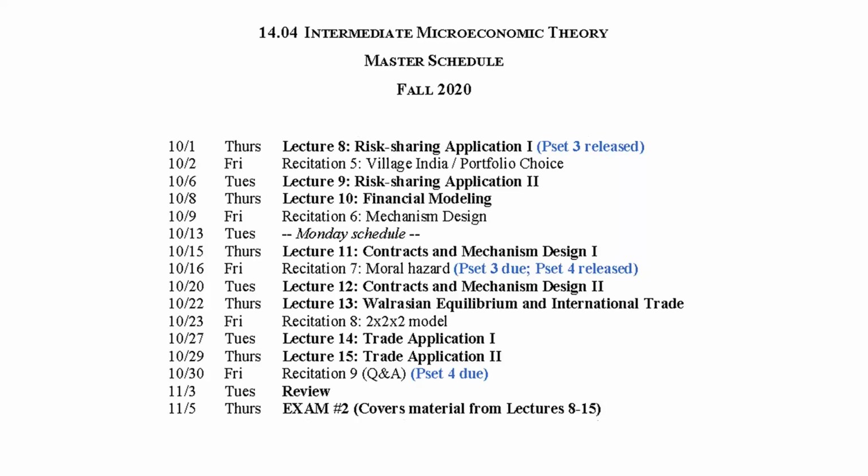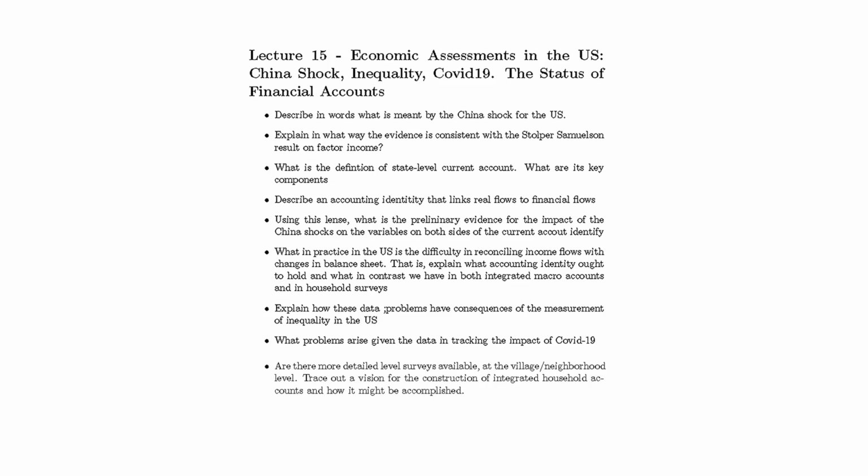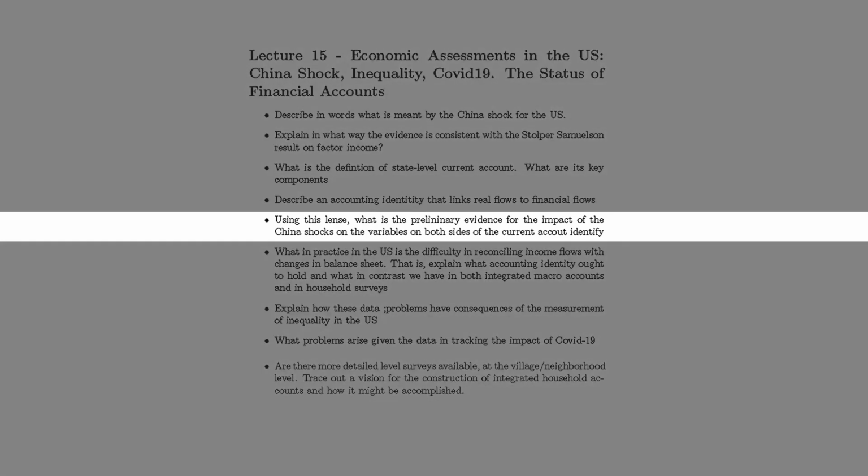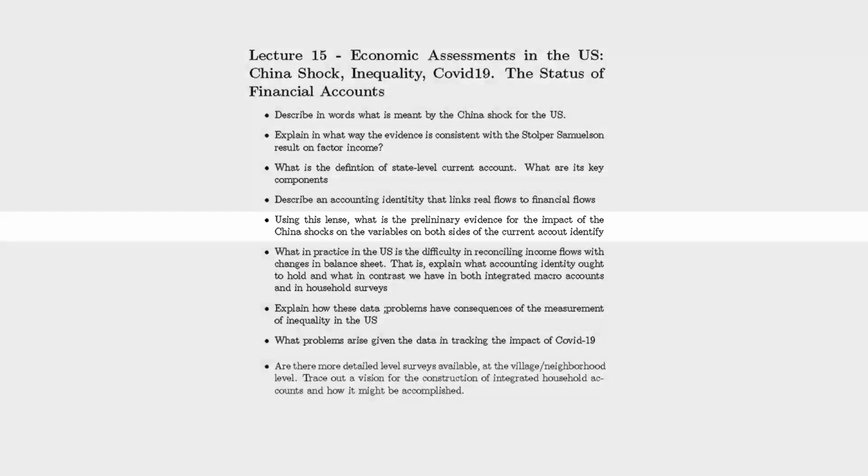which brings me to the next thing. So here's the study guide. Let's start with what we did last time, focusing on the US. I talked about China shocks and accounting identities, which led up to this question: using the lens of the accounting identities, what is the preliminary evidence for the impact of China shocks on the variables of the current account?